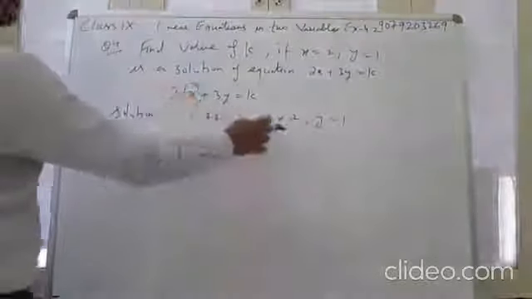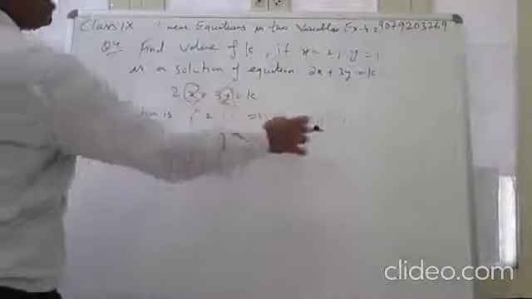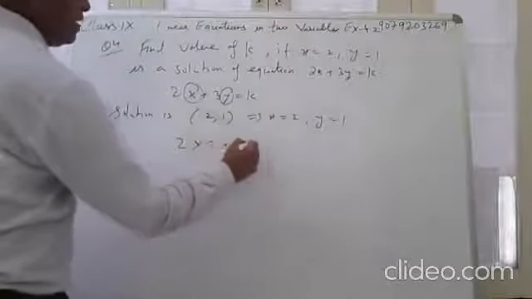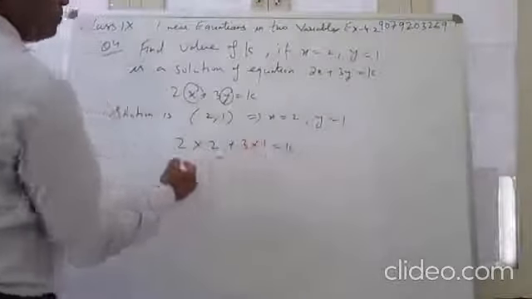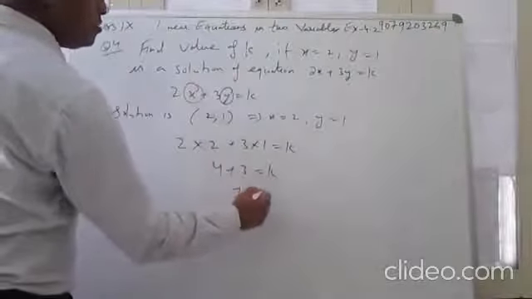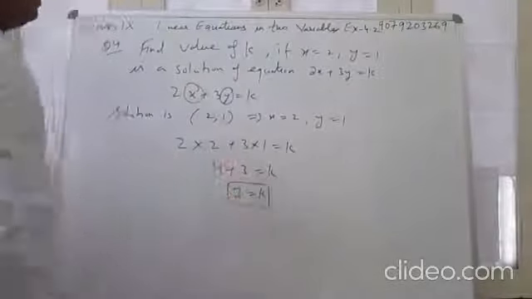Instead of x you can write 2. Instead of y you can write 1. So put it here. 2 into 2 plus 3 into 1 is equal to k. 4 plus 3 is equal to k. 7 is equal to k.